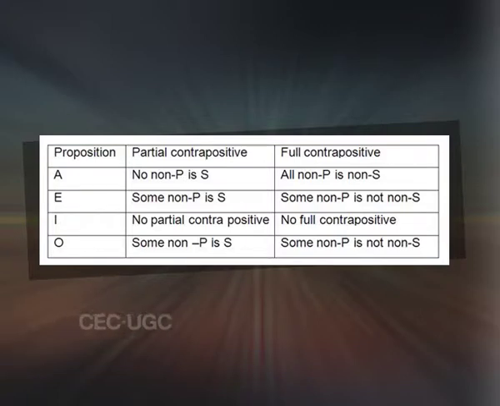A proposition, partial contrapositive no non-P is S, full contrapositive all non-P is non-S. E proposition, partial contrapositive some non-P is S, full contrapositive some non-P is not non-S. I proposition, partial contrapositive no partial contrapositive, full contrapositive no full contrapositive. O proposition, partial contrapositive some non-P is S, full contrapositive some non-P is not non-S.